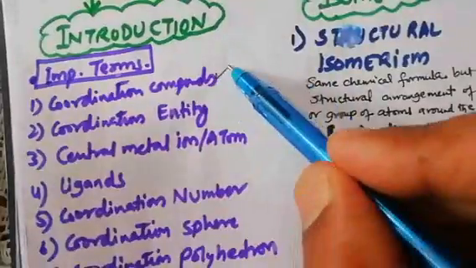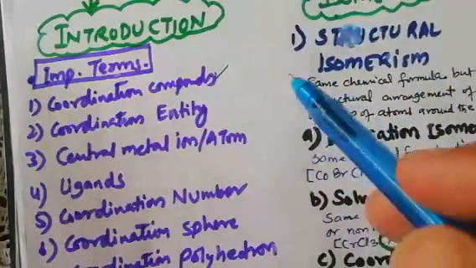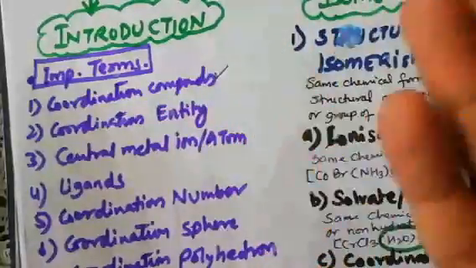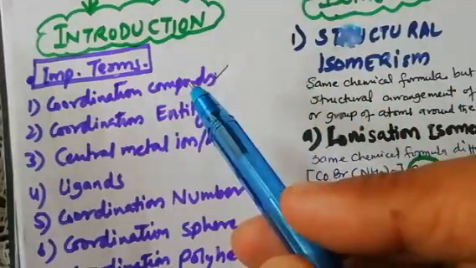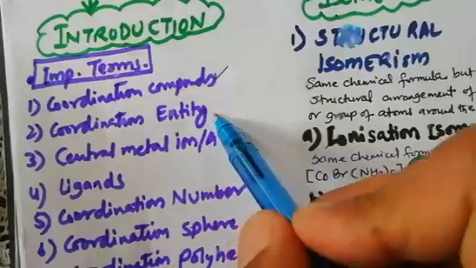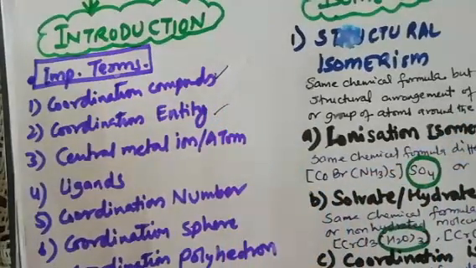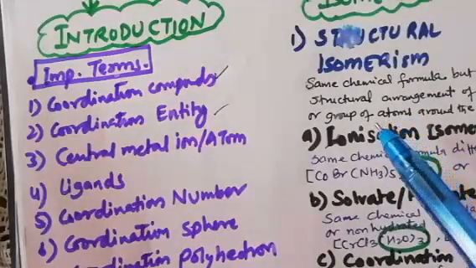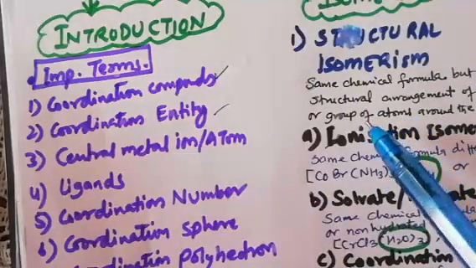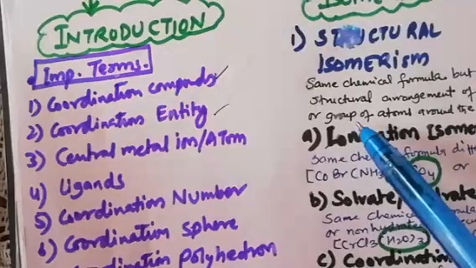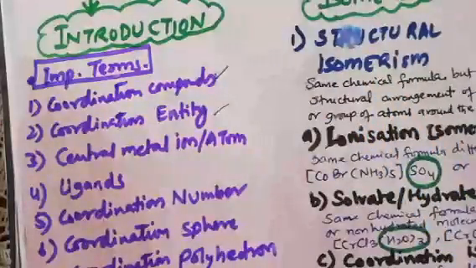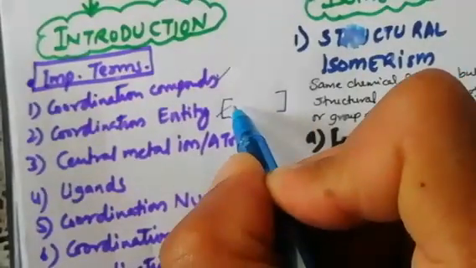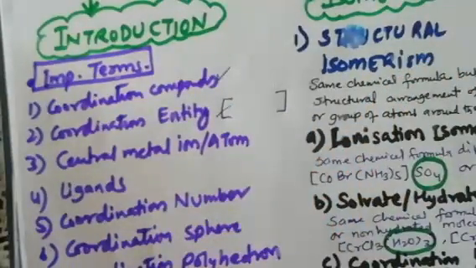Coordination compounds: we have already discussed the definition. These are complex compounds formed by the transition metal, in which the metal atoms are bound to a number of anions and neutral molecules through coordinate bonds. Coordination entity: it is the constitution of a central metal atom or ion attached to a fixed number of anions and neutral molecules. It may be positive, negative, or neutral. Everything written inside the bracket is called the coordination entity.